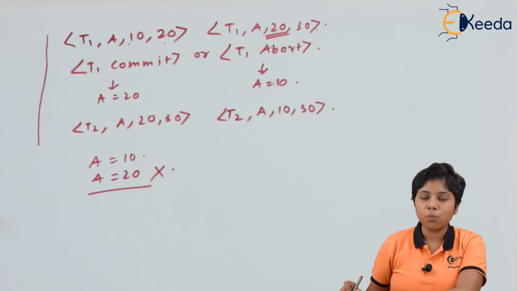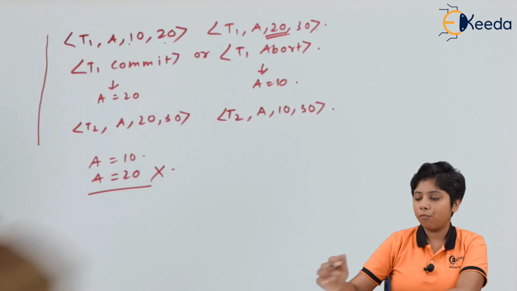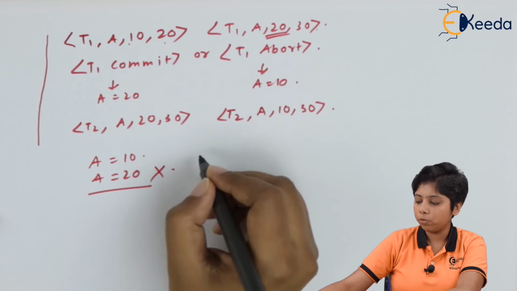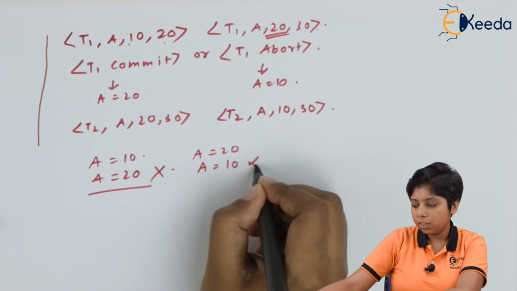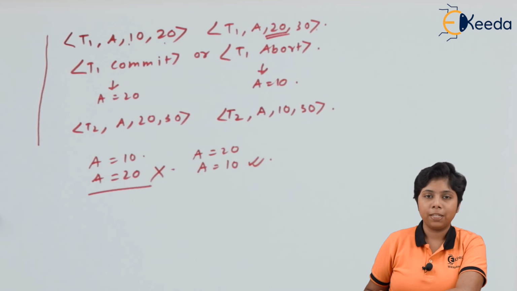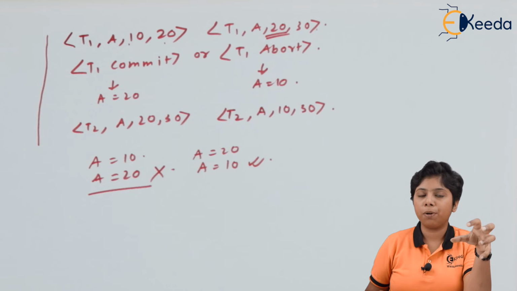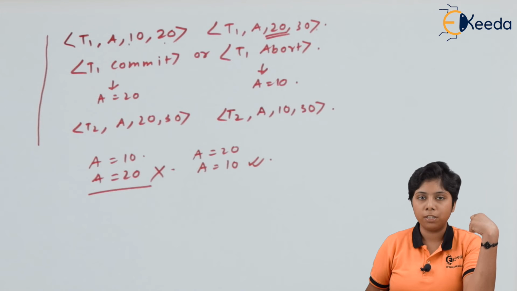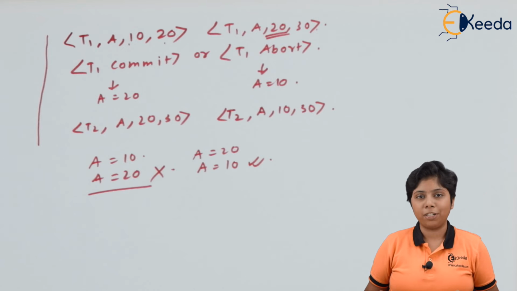So to follow this, we need to scan the log backward for any undoing operation. First we need to perform 30 to 20 and then we can roll back to 10, which is the correct result. So whenever there is an undoing operation, we need to perform the scan in a backward manner. Now that leads to the concept of checkpointing.